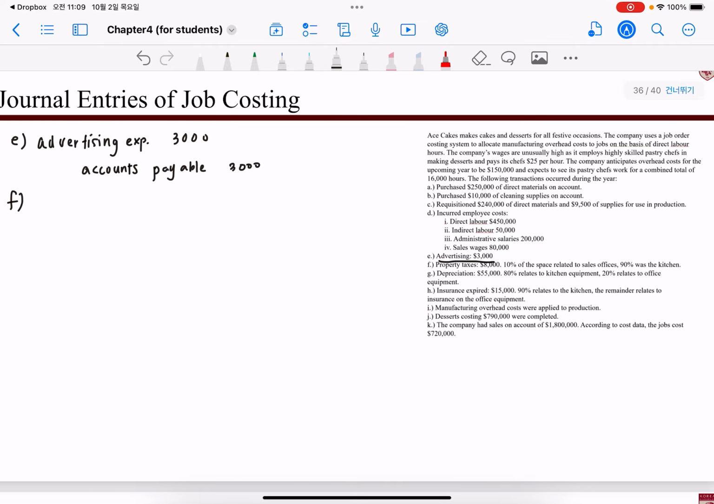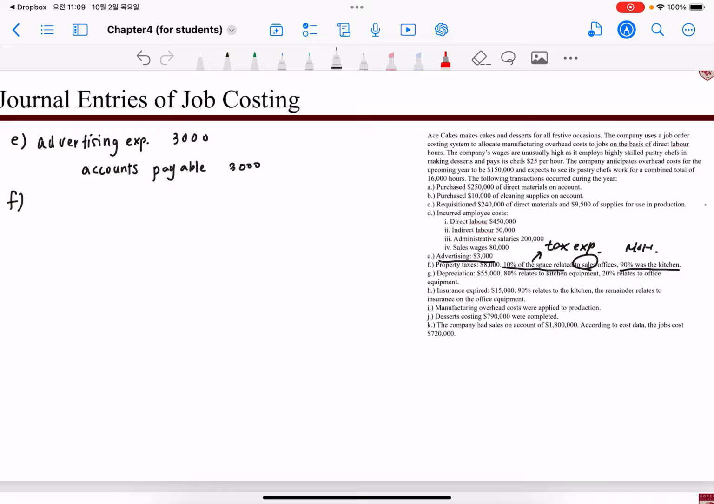Now moving on to F. Property tax has two different types. 10% is related to space for the sales office. Sales is not related to production, so this would be expensed right away as tax expense. And 90% is related to the kitchen, so related to production. Property taxes are usually deemed MOH rather than directly traceable.